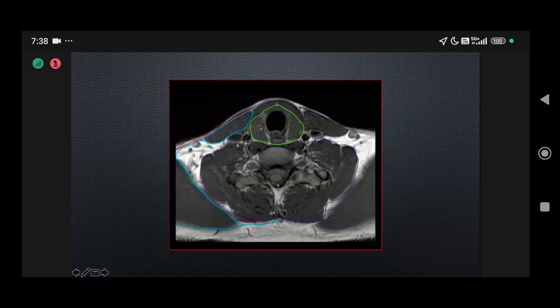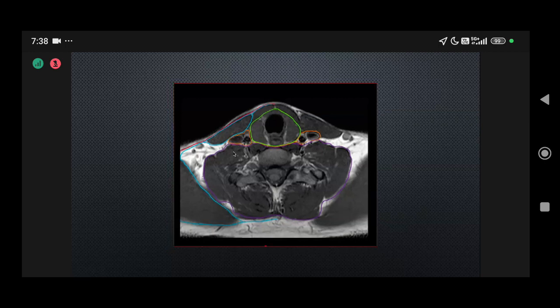Then this is the middle layer. Now this middle layer of the deep cervical fascia encloses the pharyngeal mucosal space and the visceral space. The middle part is known as the visceral space because it encloses the major viscera: the trachea, the esophagus, the thyroid, and parathyroid. And the third layer, which you can see here as the purple line, is the deep layer of deep cervical fascia.